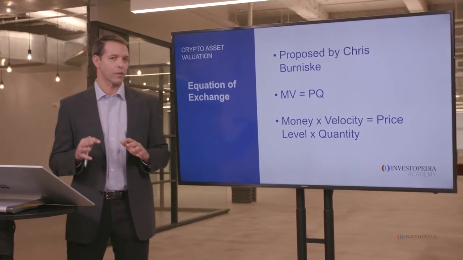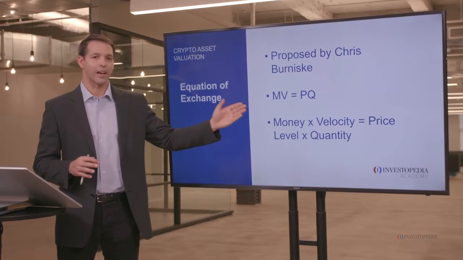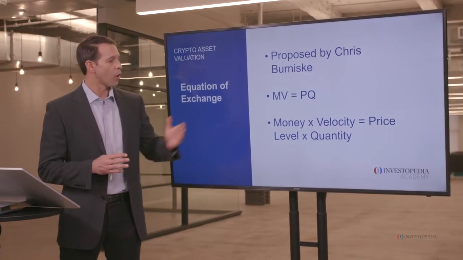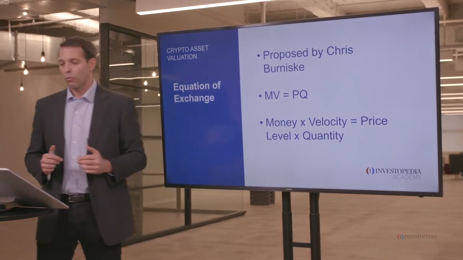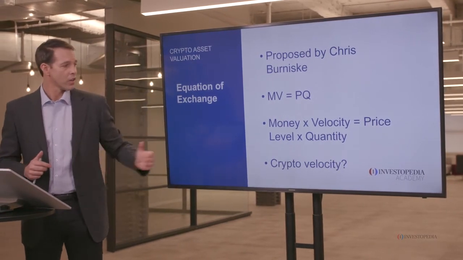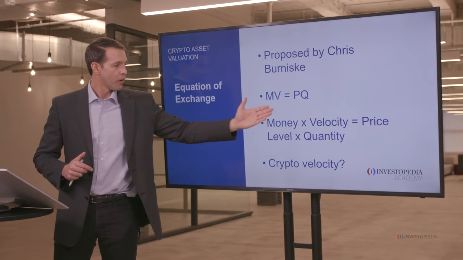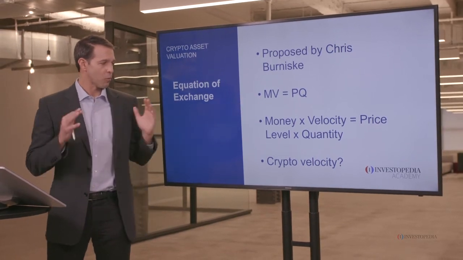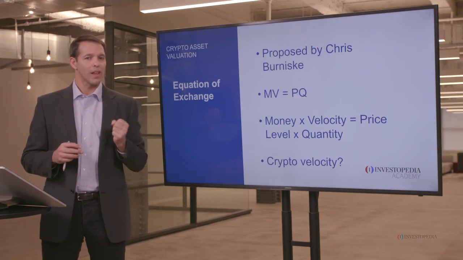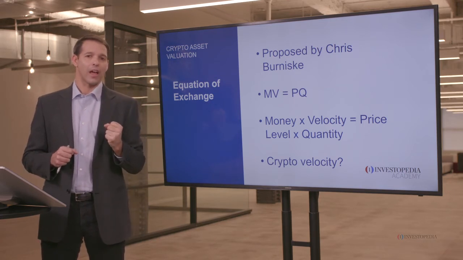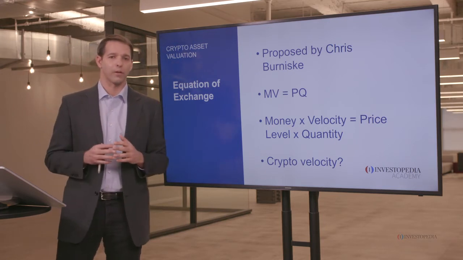And let me break this down really simple. This is an accounting identity that says what is bought must equal what is sold. So when we talk about the equation of exchange, there's one parameter that we're really still not sure of, and that's velocity. So velocity means how much a unit of account or a dollar turns over in a given time period.